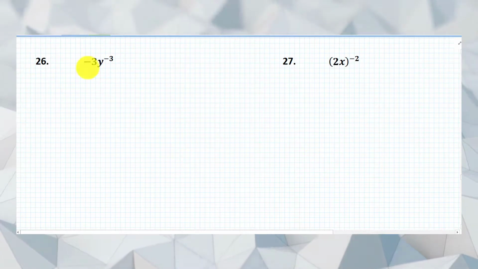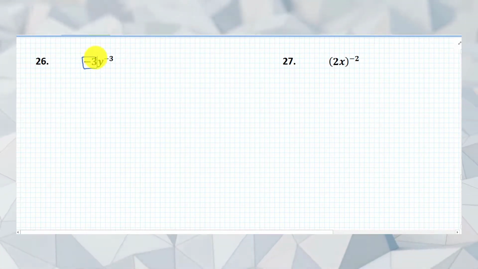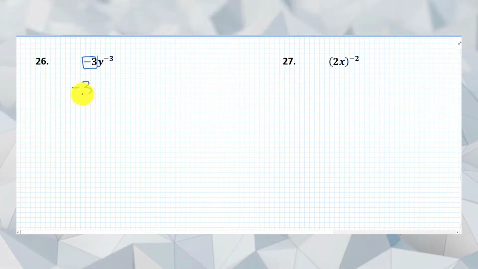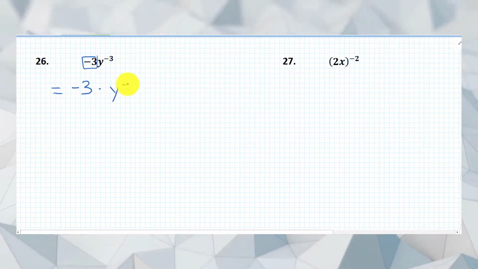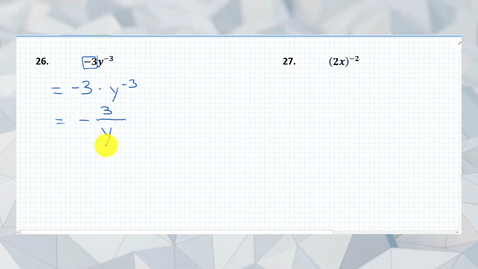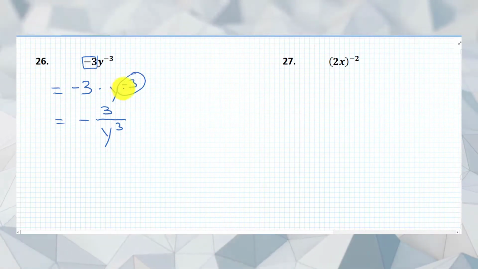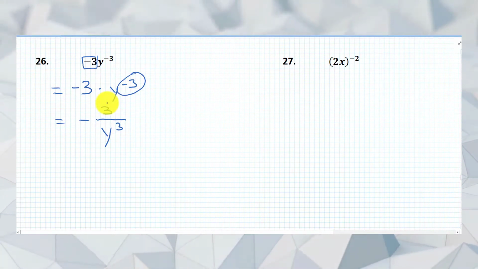Here we go. Negative 3, y to the negative 3. Again, this is not part of the base right here, right? So this is negative 3 times y to the negative 3. So this is negative 3/y cubed. I went a little bit faster here. I just brought that y to the negative 3 down to the denominator.